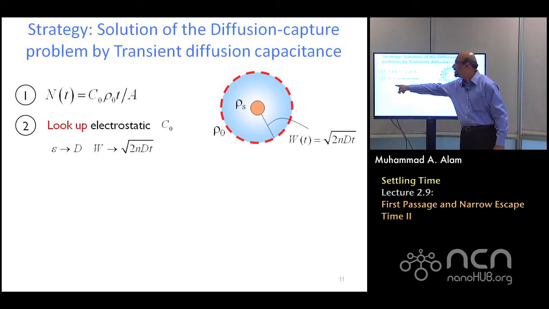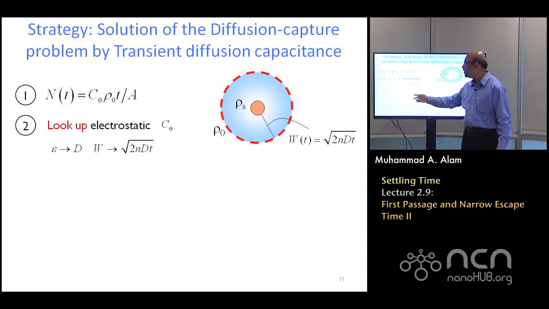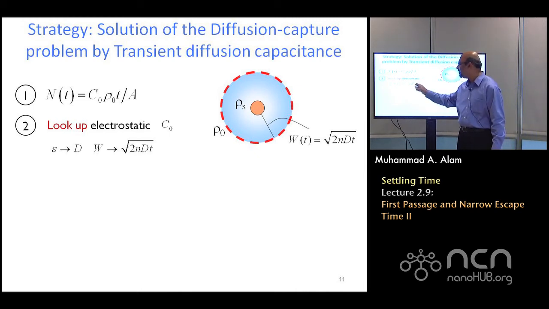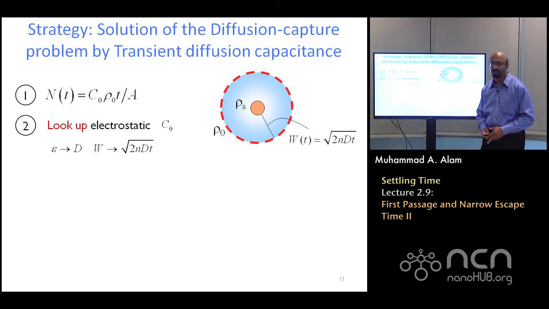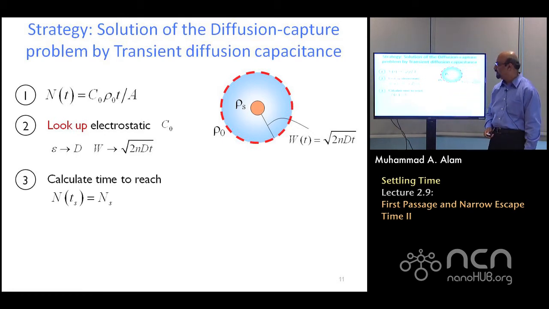And everywhere there is an epsilon in the electrostatic problem, I replace it with the diffusion coefficient D. And everywhere there is a W, which is the separation between electrodes, I replace it with 2n Dt, where n is the dimensionality of diffusion. It really doesn't matter very much what the exact value of n is, or these prefactors are not that important. The important thing is that it is proportional to Dt.